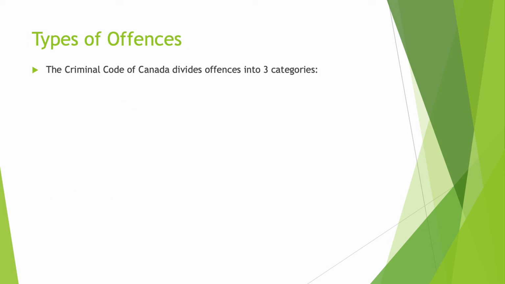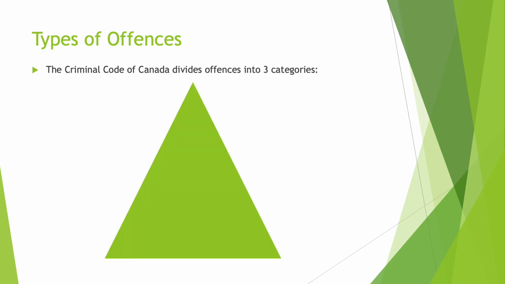The Criminal Code of Canada divides offenses into 3 categories. Summary offenses are the least serious crimes, and accordingly, the maximum penalties are imprisonment for 2 years less a day and or a fine of $5,000. Summary offenses are tried at the provincial court level, and they are tried by a judge alone, meaning there's no jury involved. Summary offenses include making a false statement, causing a disturbance, and trespassing at night.